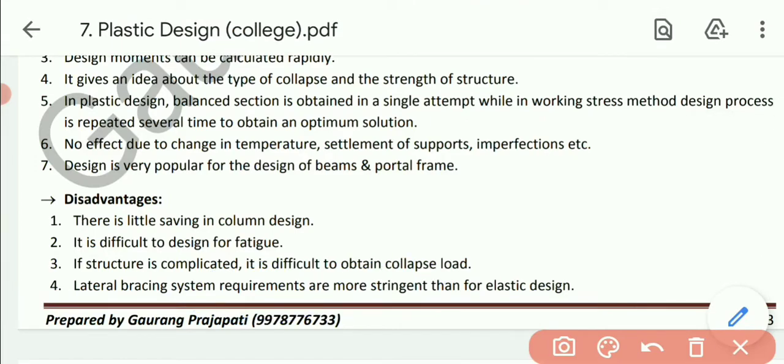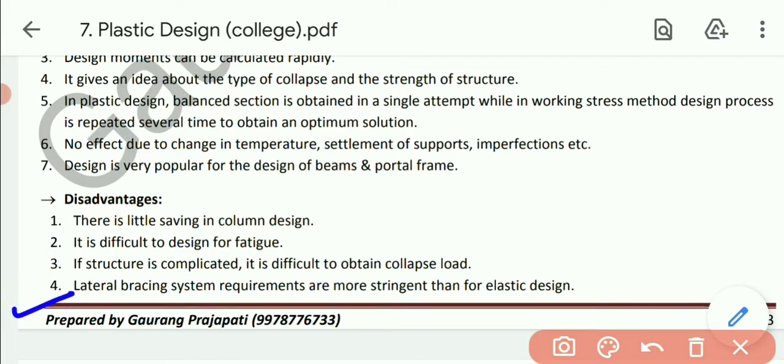Well, there are some disadvantages also. First one, there is little saving in the column design. Say in case of column design, the saving will be less. Second one, it is difficult to design for fatigue. So it's very difficult to design for fatigue. Then if the structure is complicated, it is difficult to obtain the collapse load. When the structure is simple, collapse load can be easily achieved, while in case of a complicated design, collapse load is hard to obtain.